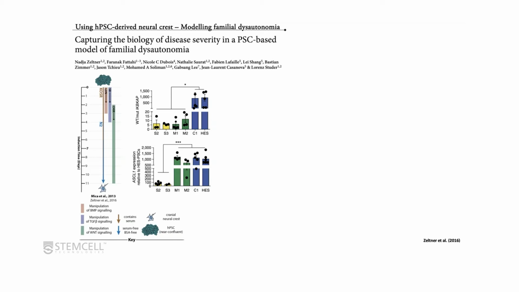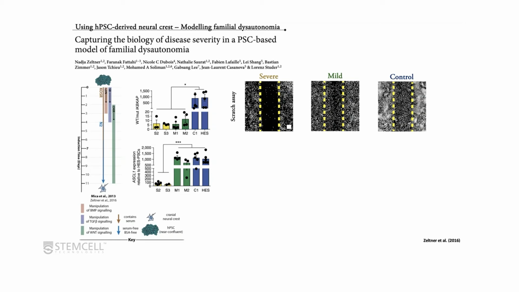And I should just point out here that the yellow columns marked with S are the two severe form derived iPS lines, and the green columns marked M are the mild form derived iPS lines, with the blue columns being controls. So yes, I should say as well that motility of the cells in vitro is drastically impaired in the severe form, but not the mild form, as you can see in these scratch assays.